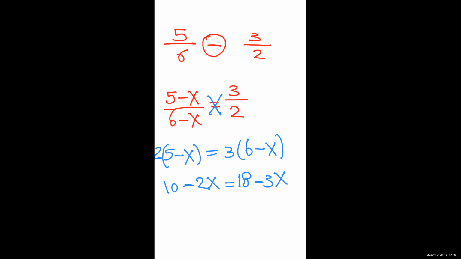So I will get x here, 3x here. It's a negative 3x, so it becomes positive. Negative 2x plus 3x means x, and the number goes to the other side. It's 10, so negative 10. So x will equal 18 minus 10, which is equal to 8. So the required number is 8.